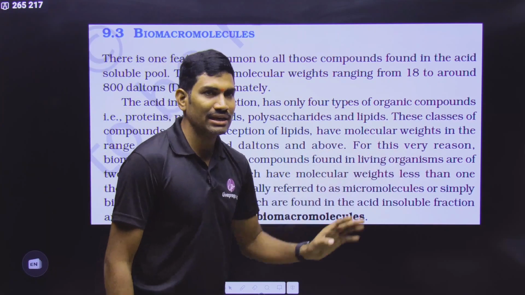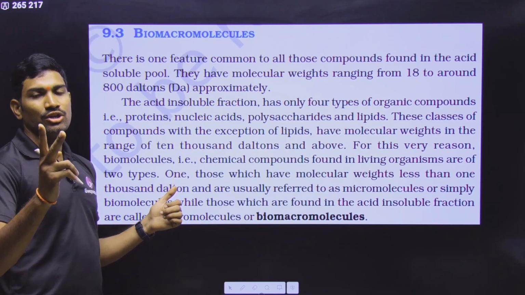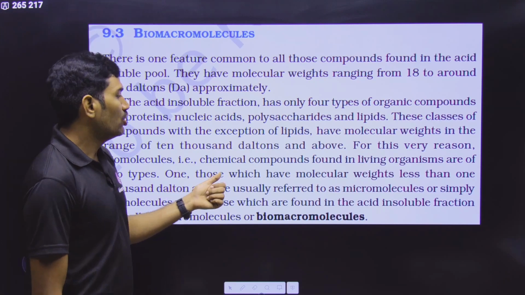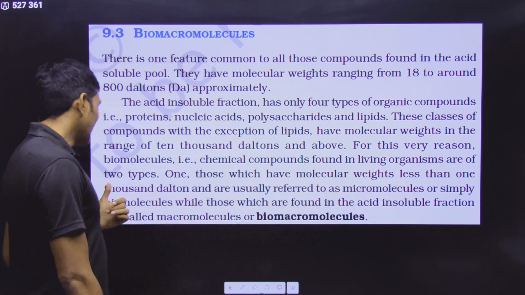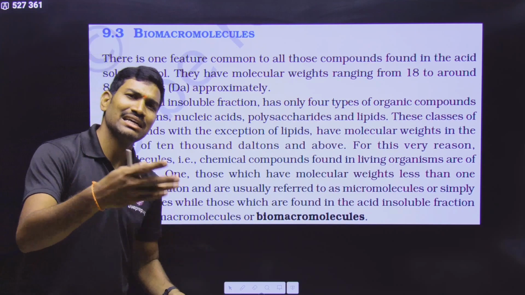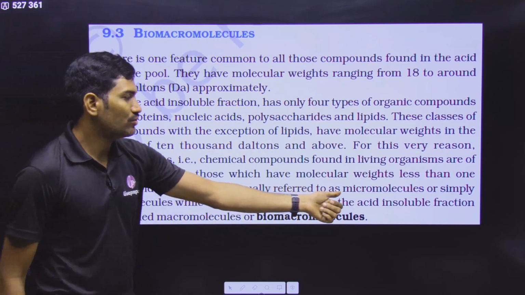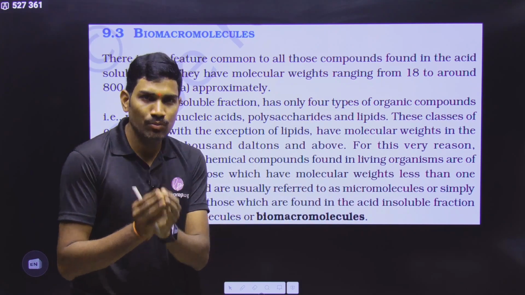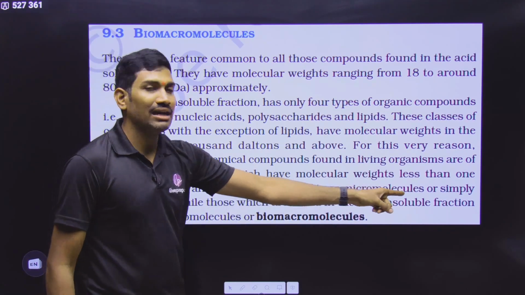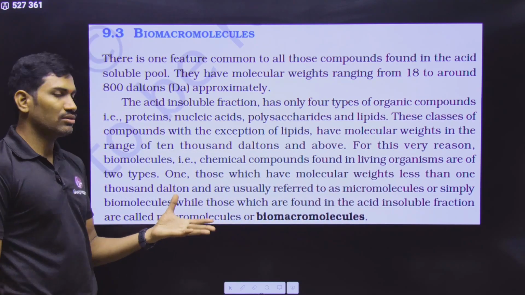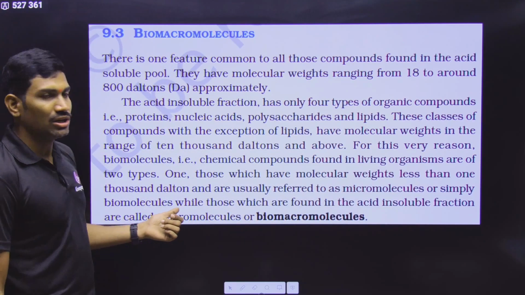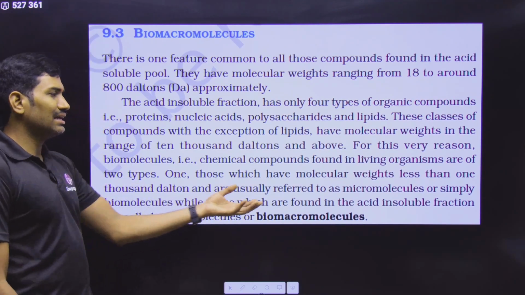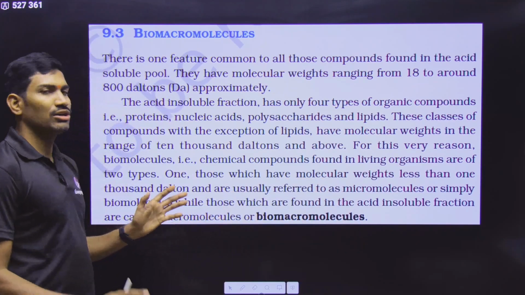So compounds found in living organisms are of 2 types. That's why overall, we are classifying them into 2 types. What is the first one? Those which have molecular weights less than 1000 Dalton, or less than 800 Dalton, whatever it is, and are usually referred to as micromolecules. Understood or not? So in the acid soluble pool, small molecules are obtained and they are called micromolecules, or simply biomolecules. Biomolecules means not only small molecules, even large molecules also will come, but generally they say that this acid soluble fraction is biomolecules.